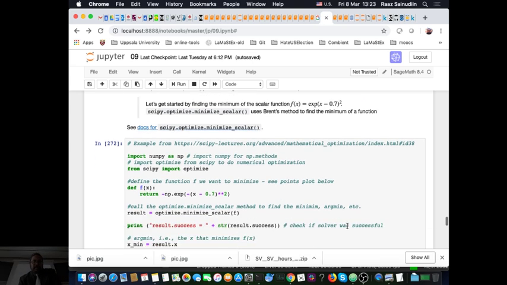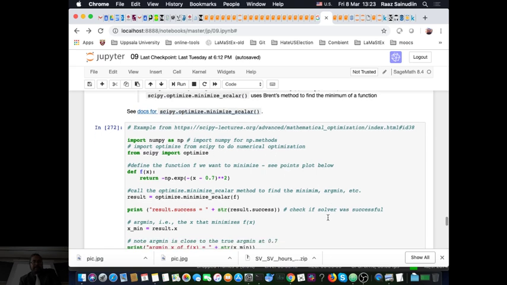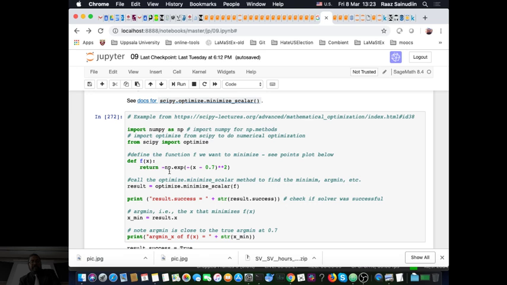That's what we're doing here, and this is straight out of the docs, so you can check it out later. I'm simply defining a function to be e to the minus (x minus 0.7) squared, right? I just relocate x to 0.7 and then I square it. So it's just a quadratic centered at 0.7. I'm going to start somewhere and see where it goes, right?